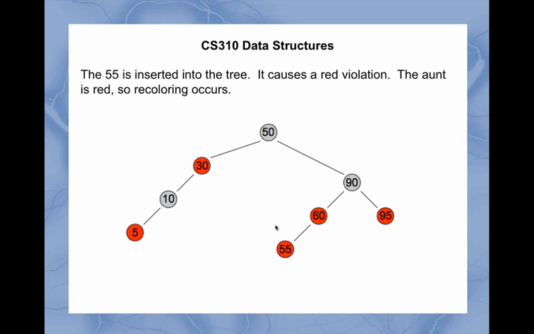So here's a simple example. The 55 is inserted into the red-black tree. It causes a red violation because we now have 2 reds in a row. The aunt is red, so this is the child that caused the problem. This is the parent that's useless. It has no part in fixing things up. It comes along for the ride. And the grandparent, the 90, has to initiate the fix-up step. So the 90 initiates a color flip. We're going to toggle the colors of the 90, the 60, and the 95.